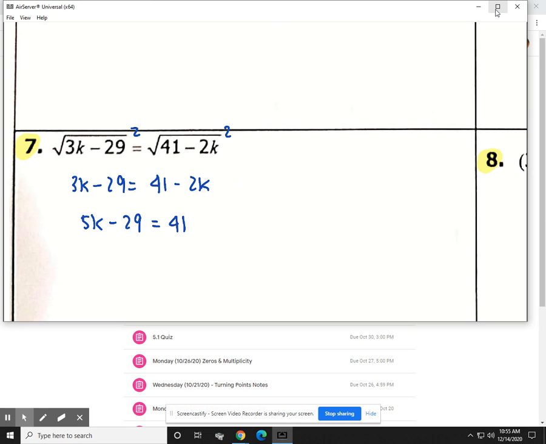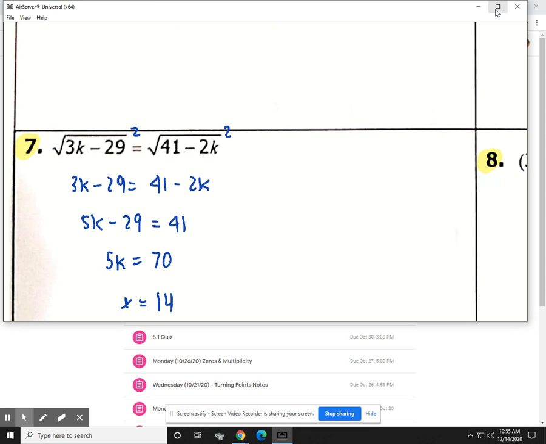What's 41 plus 29? 70. And then you divide by 5. What's 70 divided by 5? 14. So x equals 14.